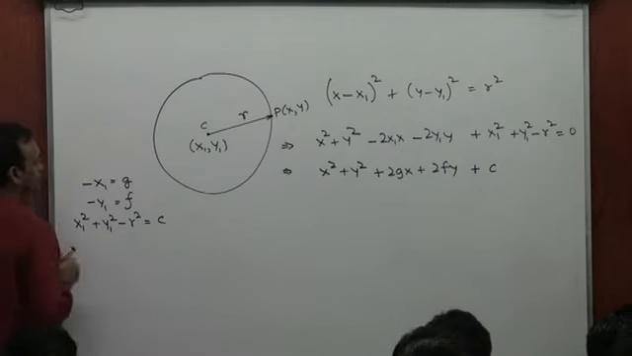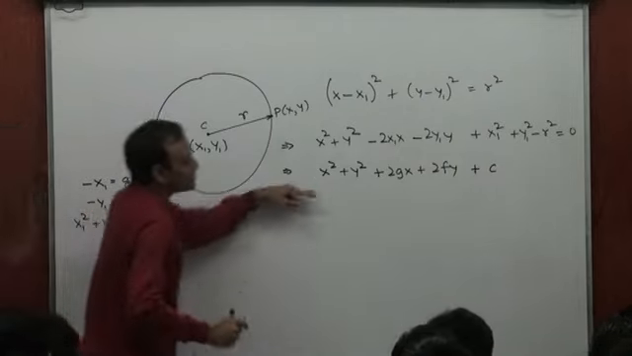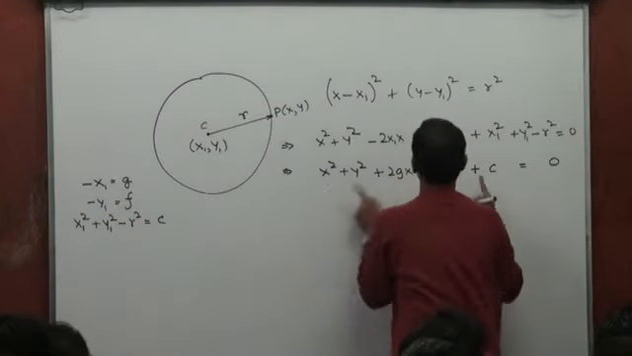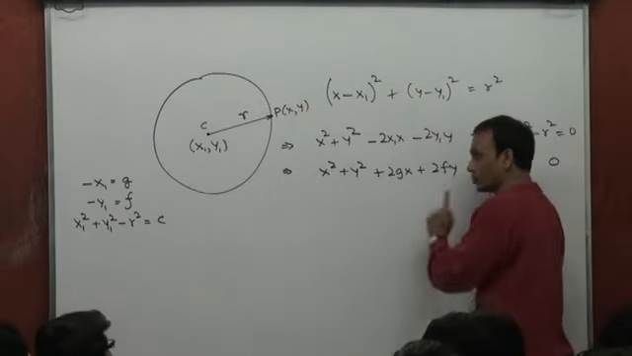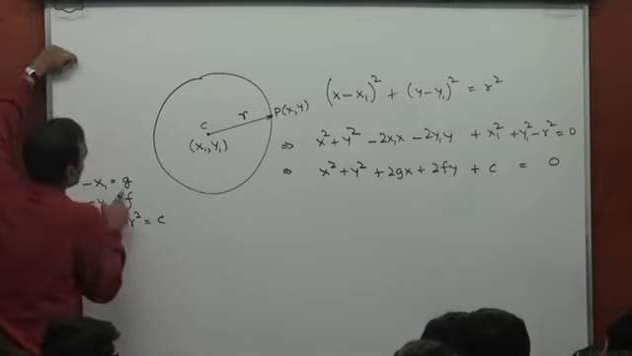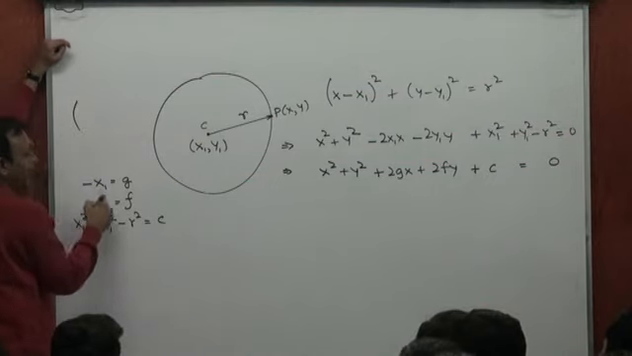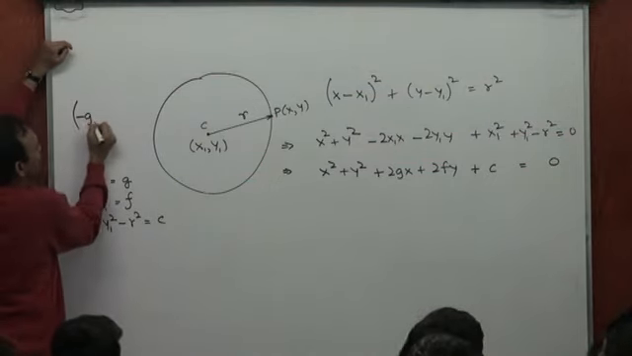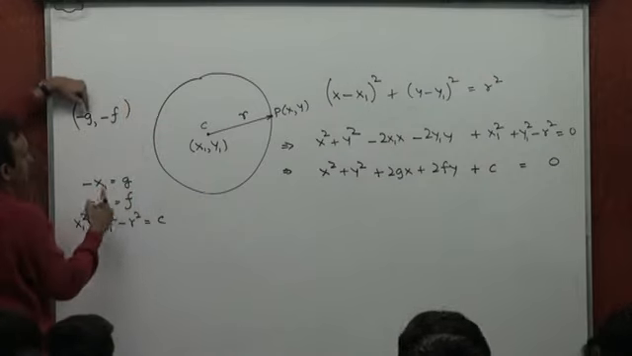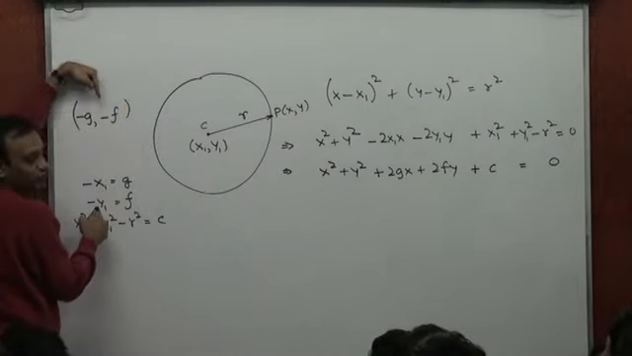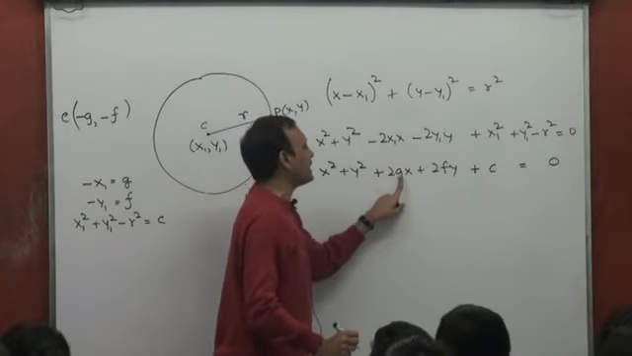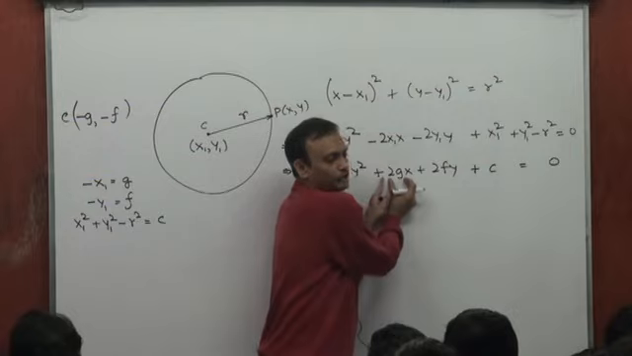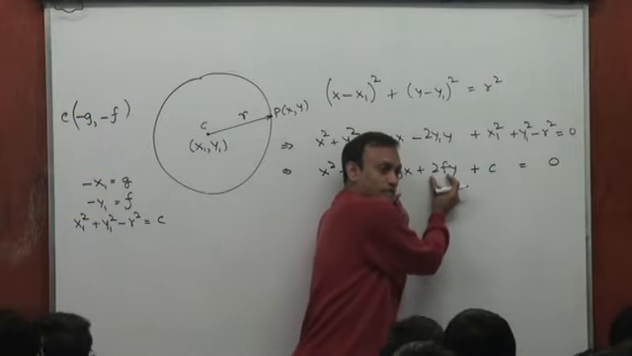So realize that if this is the equation of a circle, x squared plus y squared plus 2gx plus 2fy plus c equal to 0, then evidently the center of the circle is given by x1 comma y1, which is minus g comma minus f, because minus g would be x1, minus f would be y1. So if somebody gives you the equation of a circle in this form, you can readily say that minus half the coefficient of x and minus half the coefficient of y will give you the center of the circle.